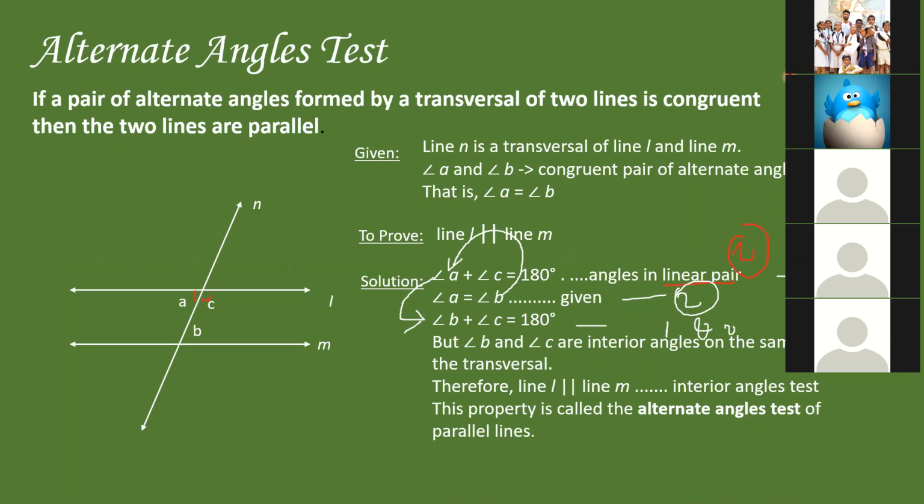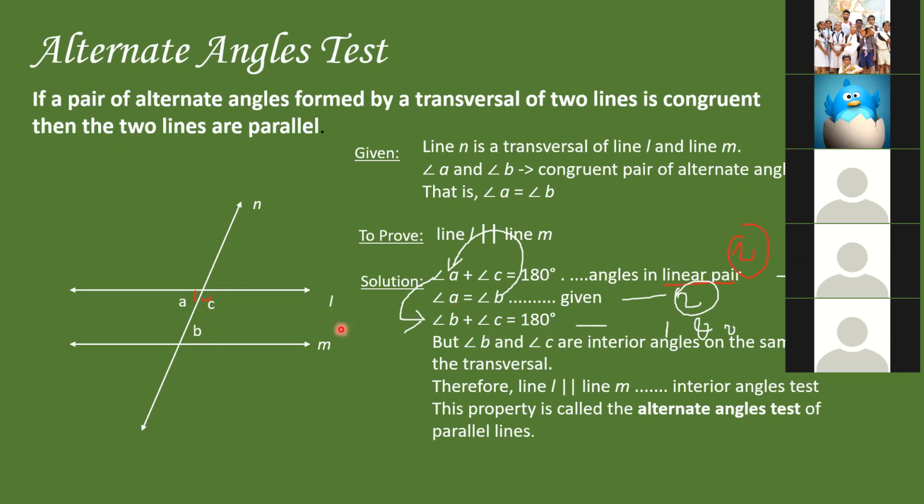Yes, I understand. But if you focus, if you think about it, angle B and angle C. If you have two lines and a transversal is cutting them, the only possibility that these interior angles, angle B and angle C, are equal to 180 degrees is when the lines are parallel. It's like the inverse of the property we did earlier.